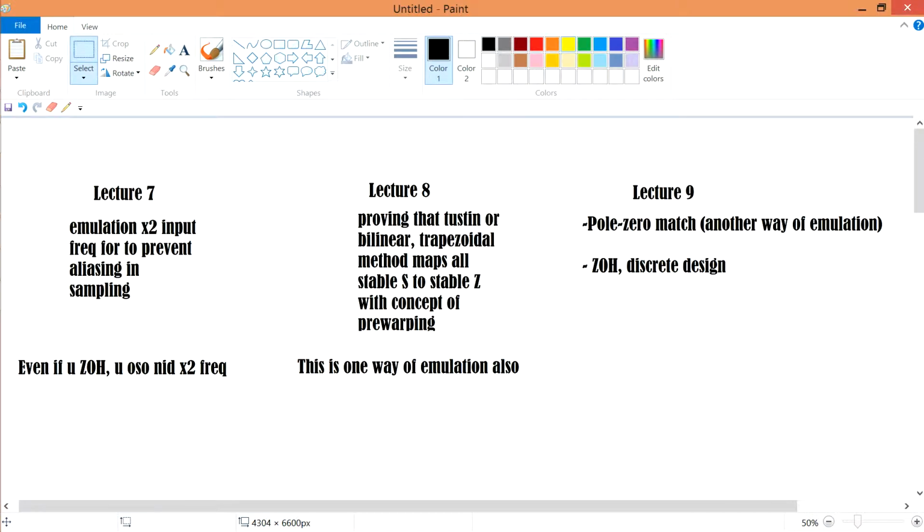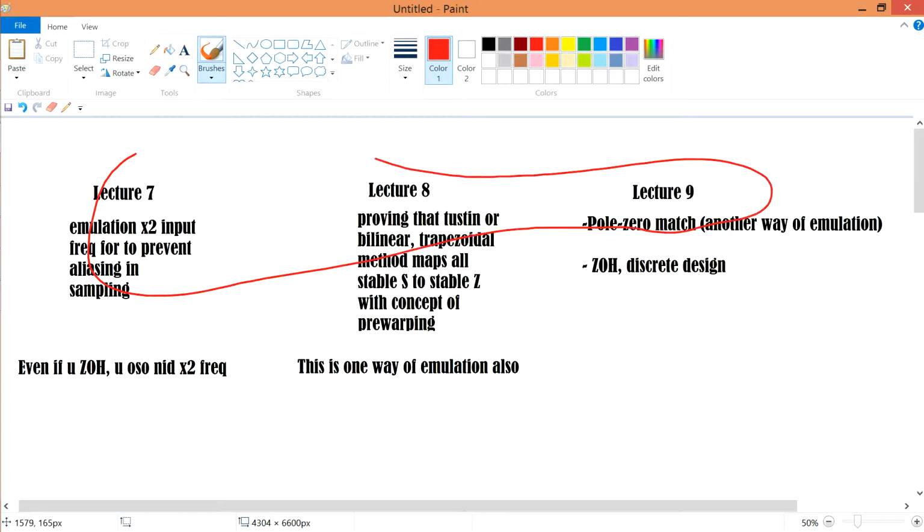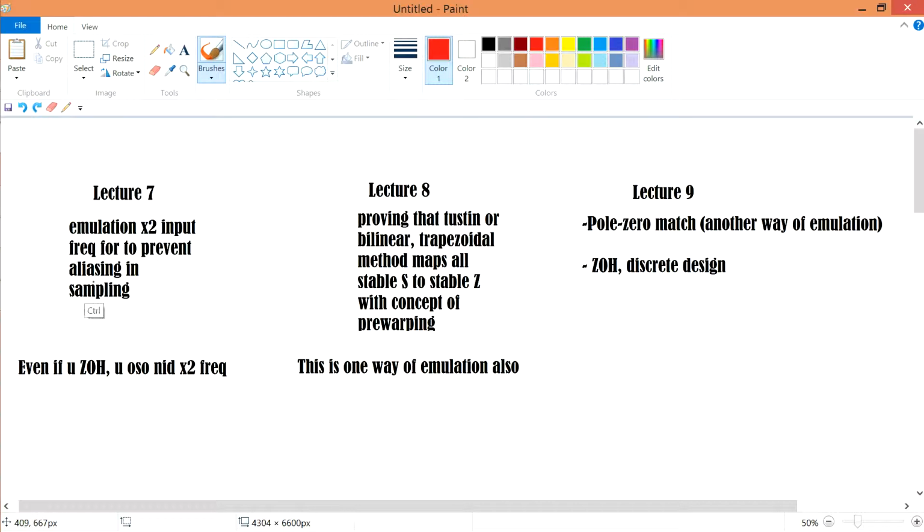In this video, I'll just briefly summarize what we learned from lecture 7, 8 and 9. Okay? Lecture 7, we briefly go through the aliasing issue, and we say that even if you have a 0th order hold, you also need a times 2 frequency because you have a phase shift. Your original is something like this. Your digital signal, after your 0th order hold, has a phase shift that is lagging behind. Is it something like this?